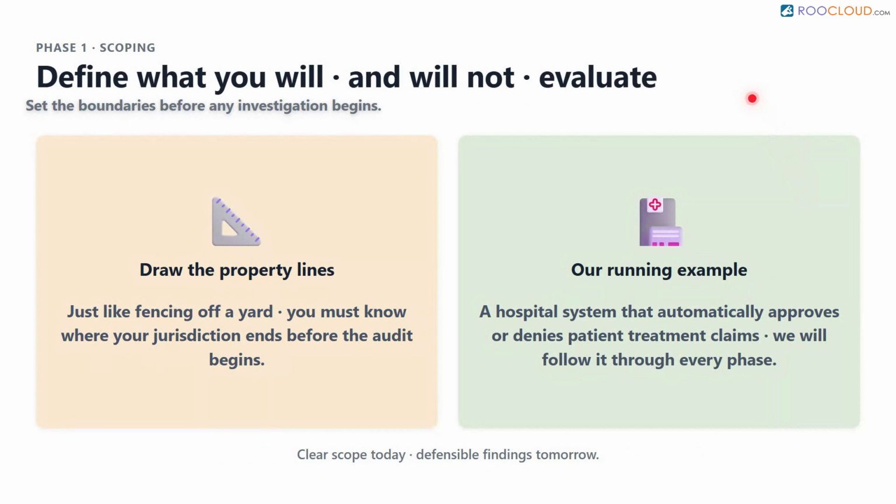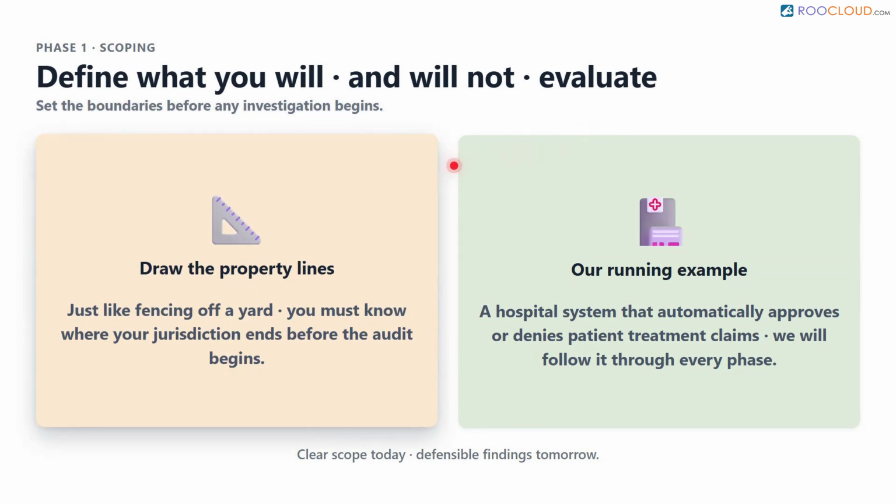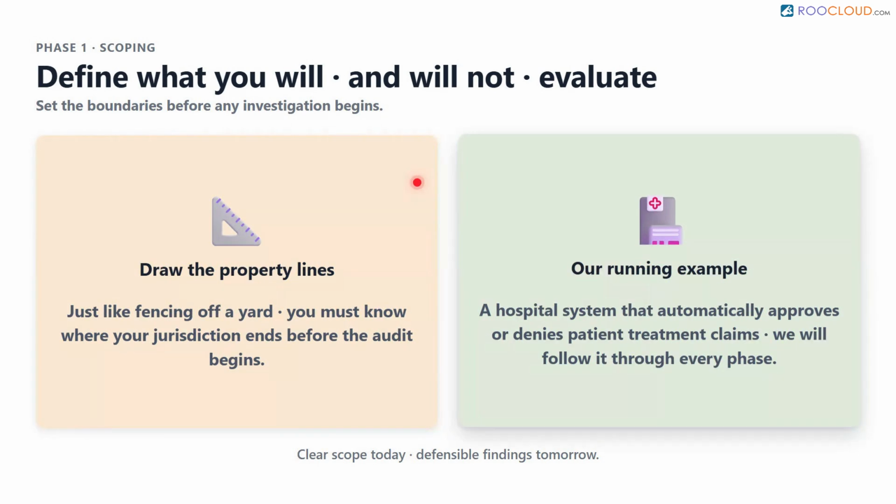This means defining exactly what you will evaluate and, just as importantly, what you will ignore. Think of it like drawing the property lines before building a fence, because you need to know where your jurisdiction ends. For our lesson, imagine auditing a system used by a hospital to automatically approve or deny patient treatment claims.